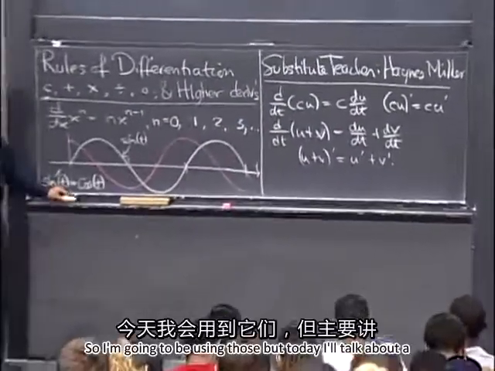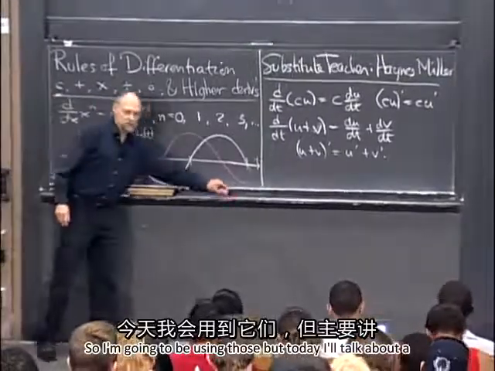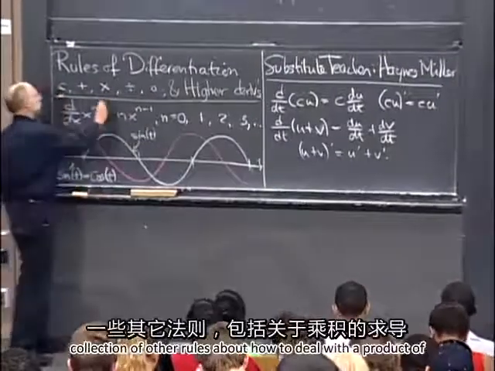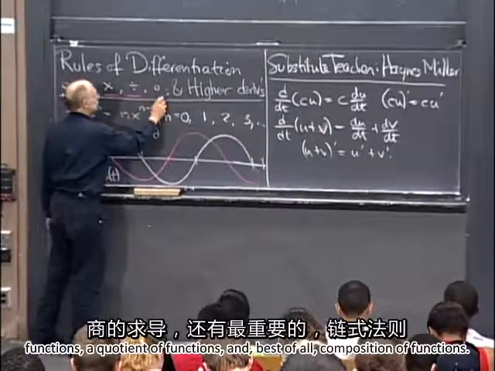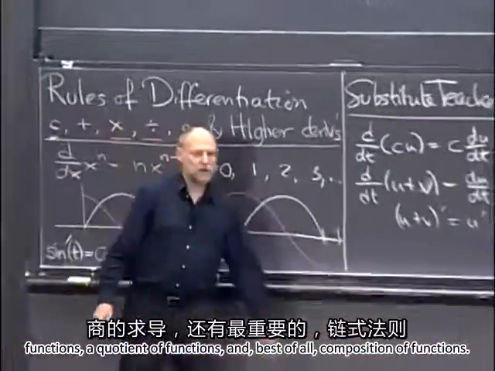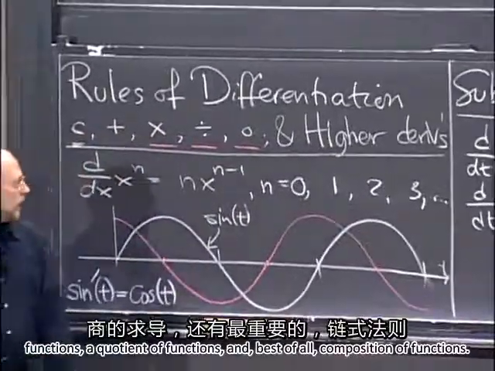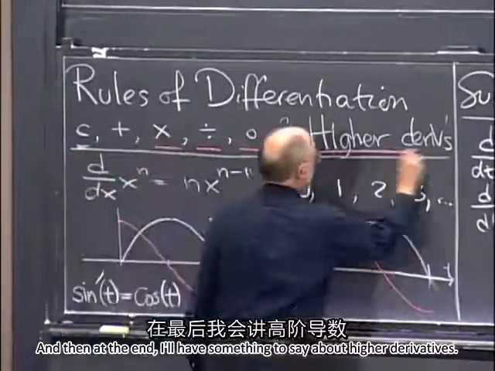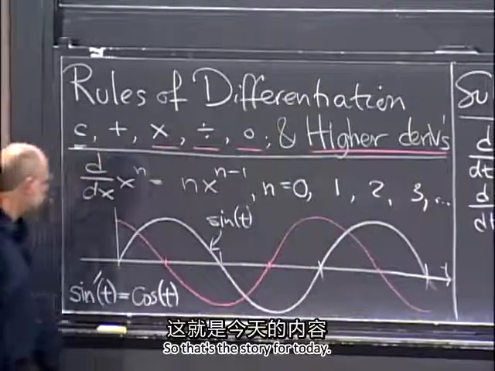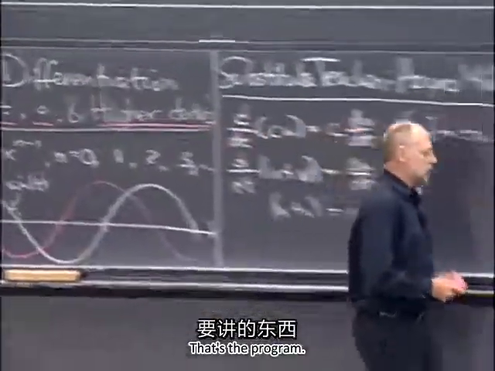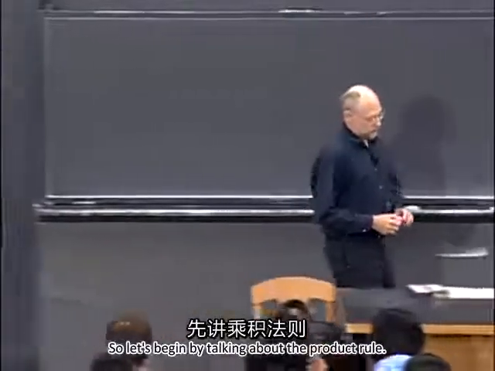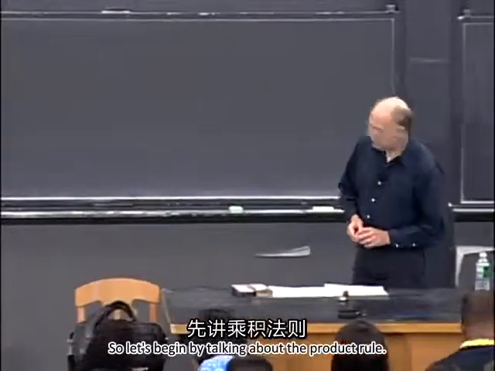So I'm going to be using those, but today I'll talk about a collection of other rules about how to deal with a product of functions, a quotient of functions, and best of all, composition of functions. And then at the end I'll have something to say about higher derivatives. So that's the story for today. That's the program. So let's begin by talking about the product rule.